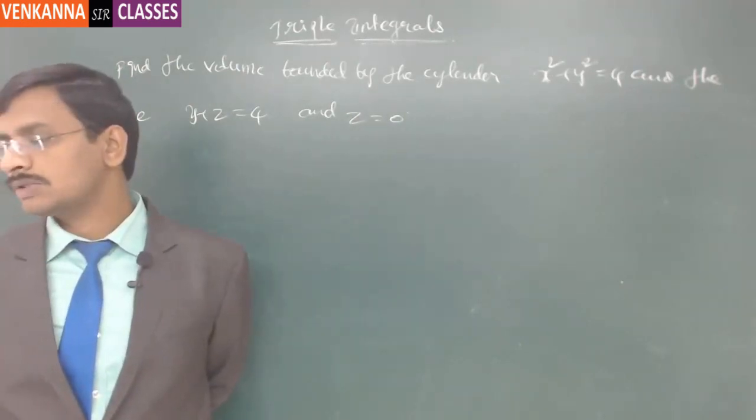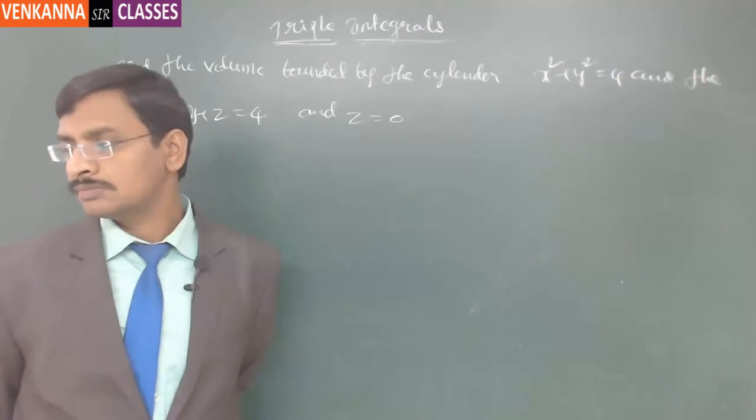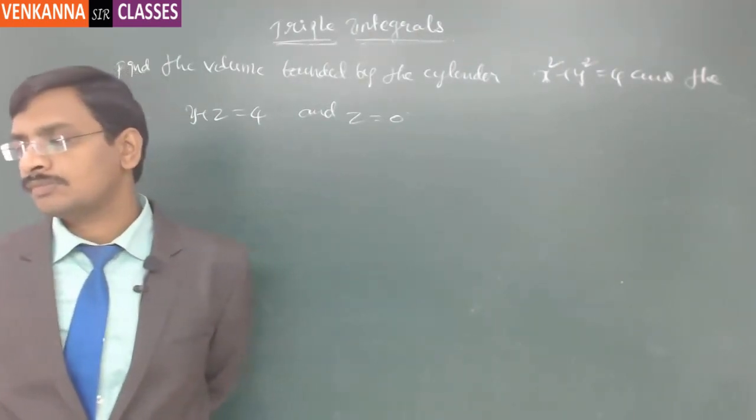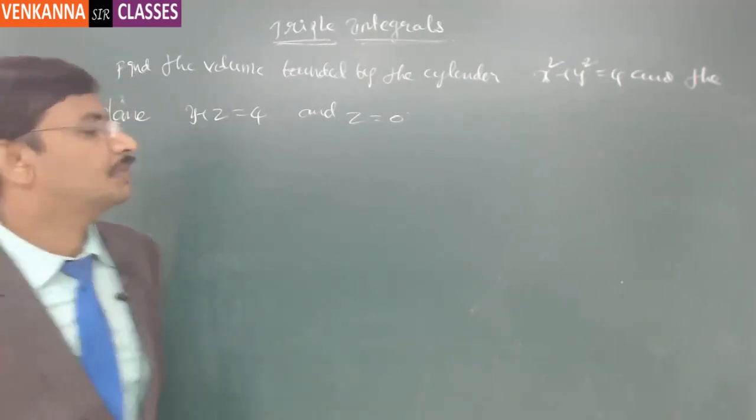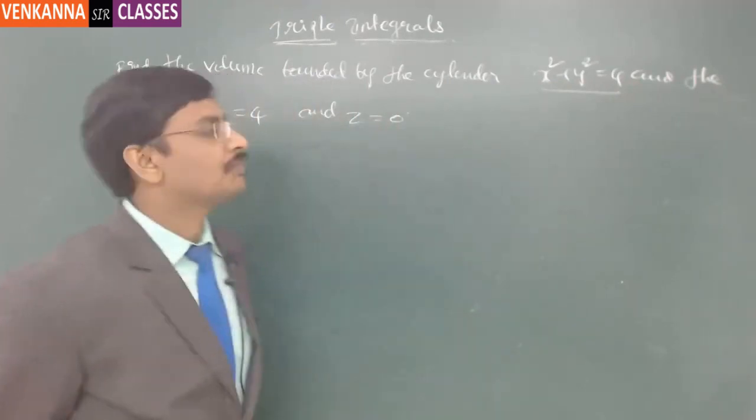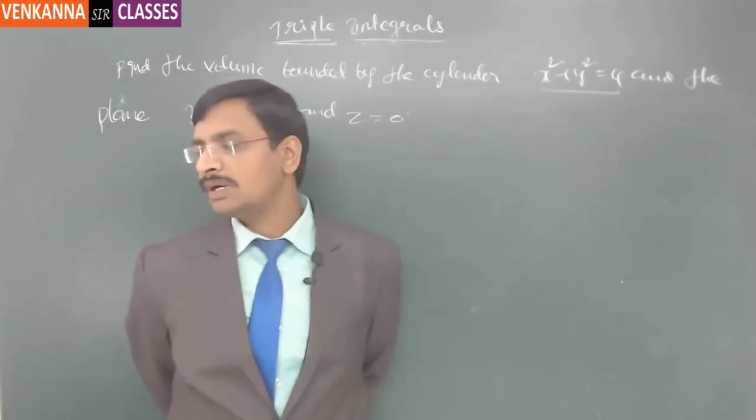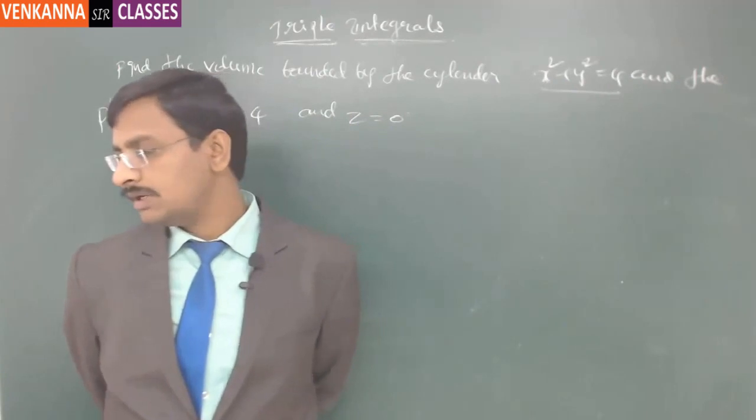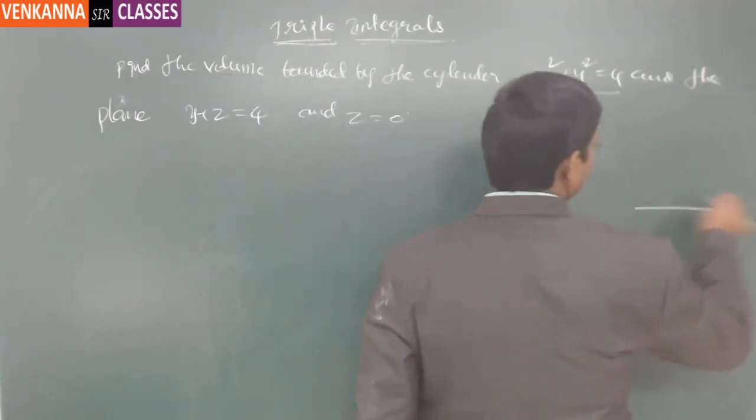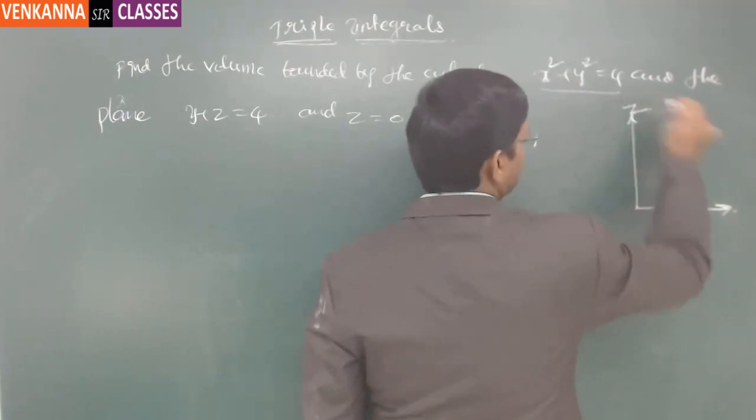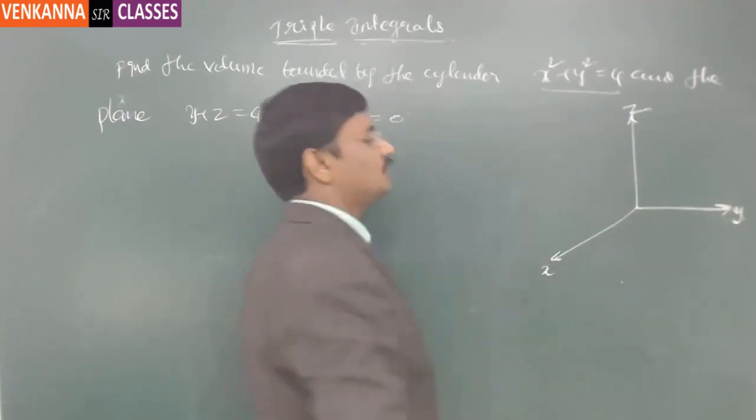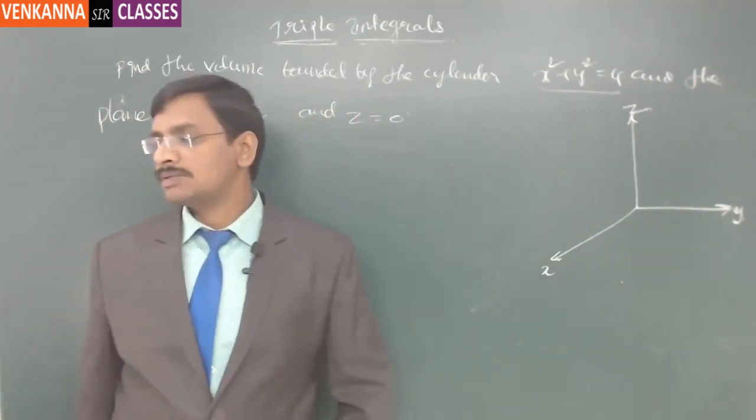Anybody got the idea how to solve this? Anybody else? First you identify the shape. This shape x square plus y square is equal to 4 is a circle in 2D, but it will be a cylinder in 3D, right? So this circle is of the shape of a cylinder. So this is the z axis, I call this the y axis, and I call this the x axis.